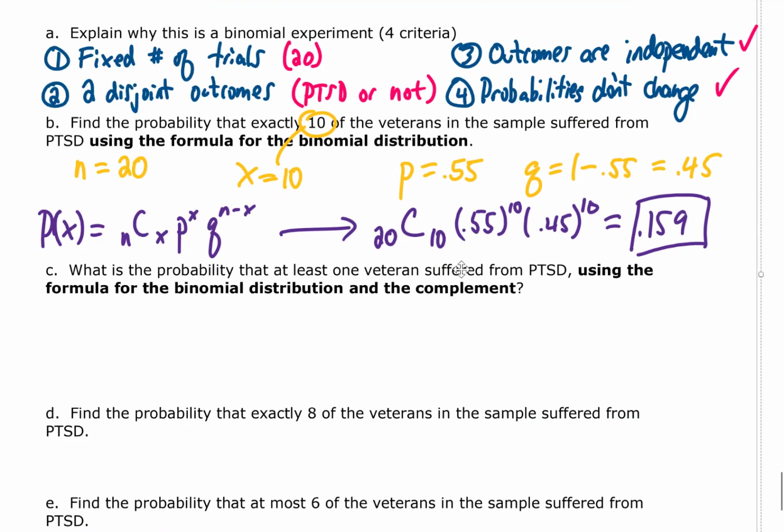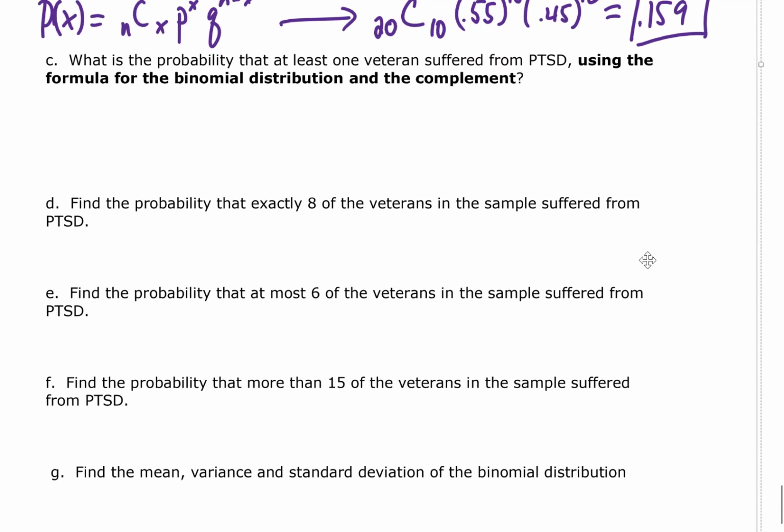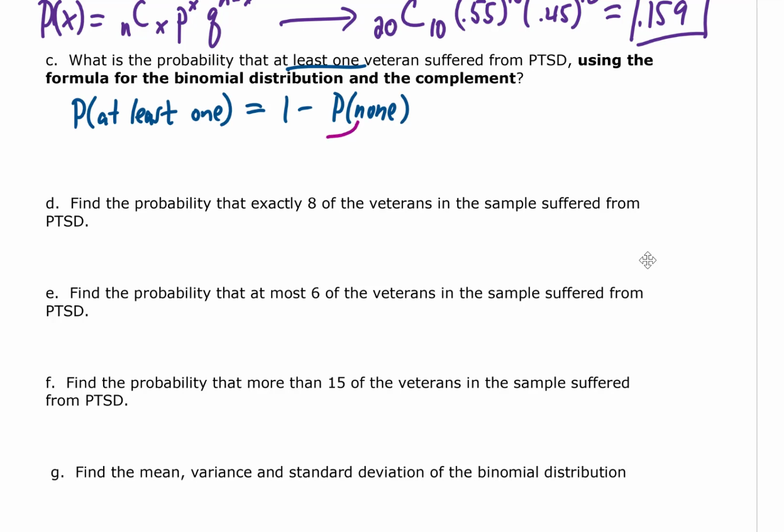The next question is asking us about the probability that at least one veteran suffers from PTSD. We need to remember that the probability of at least one event happening is 1 minus the probability of no events happening. And our formula for the probability of none is going to look like P of 0. What that means is we're interested in looking at the probability that out of these 20, none of those veterans suffered from PTSD. That's an x equals 0.